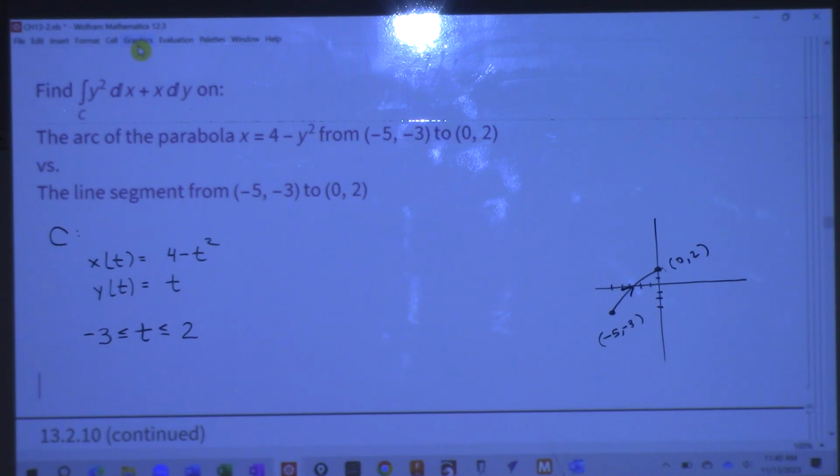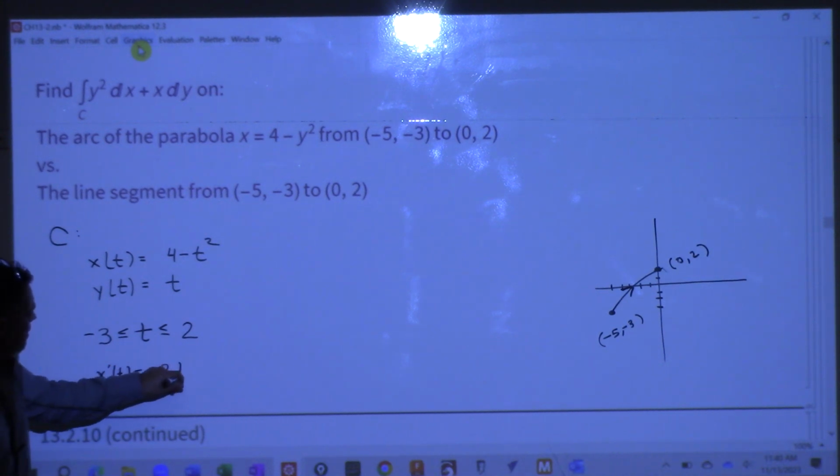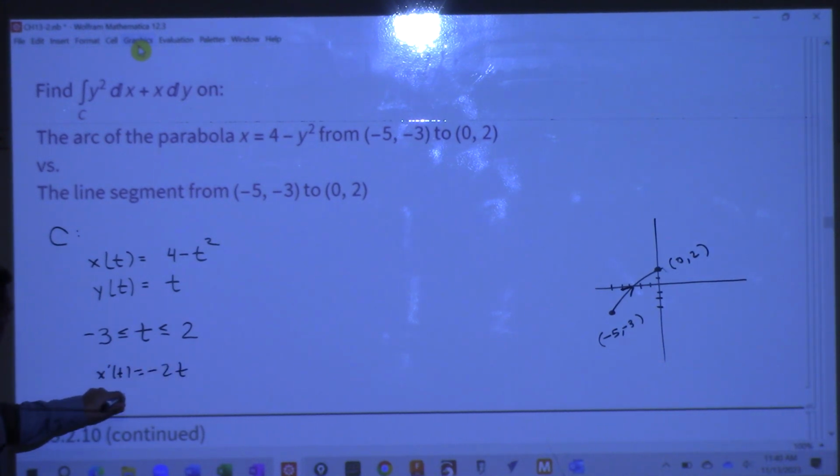We need some derivatives, don't we? Okay, x prime of t is negative 2t. y prime is 1. Okay, I think I've got everything. Got the parametric, right? Got the derivatives, got the limits of integration.